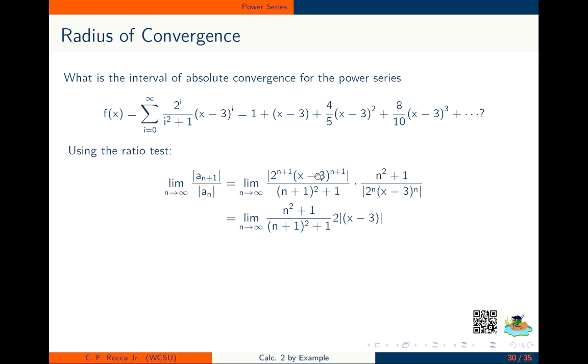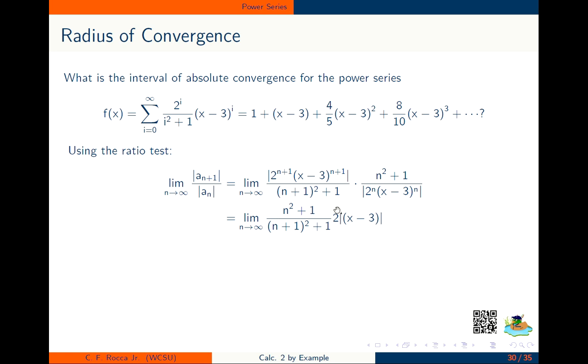The same thing happened with the quantity x minus 3. I had n plus 1 copies of x minus 3 in the numerator and n copies in the denominator. You cancel out all but one of the copies in the numerator, and so we're just left with a single copy of x minus 3. The n squared plus 1 and the n plus 1 quantity squared plus 1 don't go anywhere, but that's okay because we're going to take care of those with the limit.